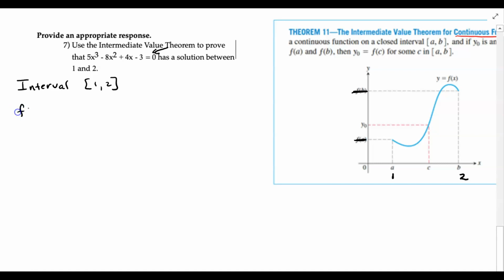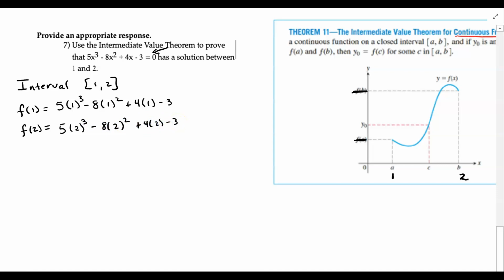So in order to figure that out, I've got to find f of 1 first, and then I've got to find f of 2. Well, that just means I have to plug in. So let me go ahead and do that. And now I'm going to plug in 2. I'll give you a chance here. You might want to pause your video to see what these values are, maybe by hand or on your calculator. So go ahead and give it a quick pause if you'd like.